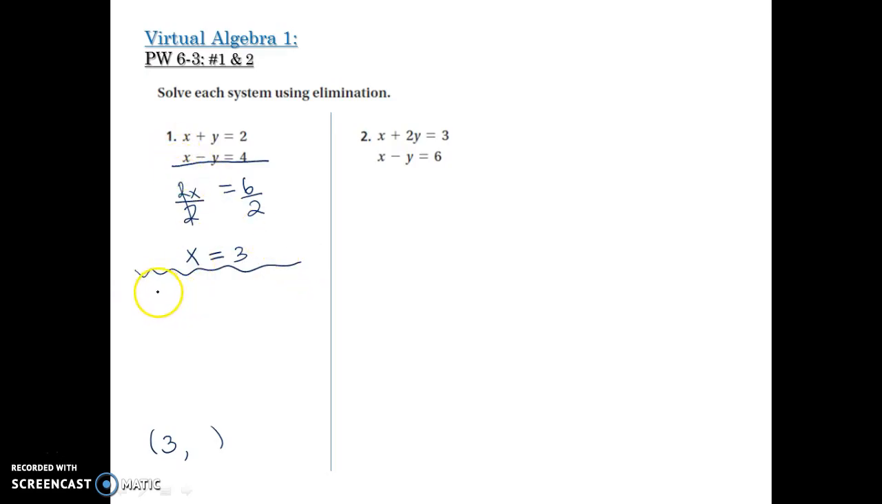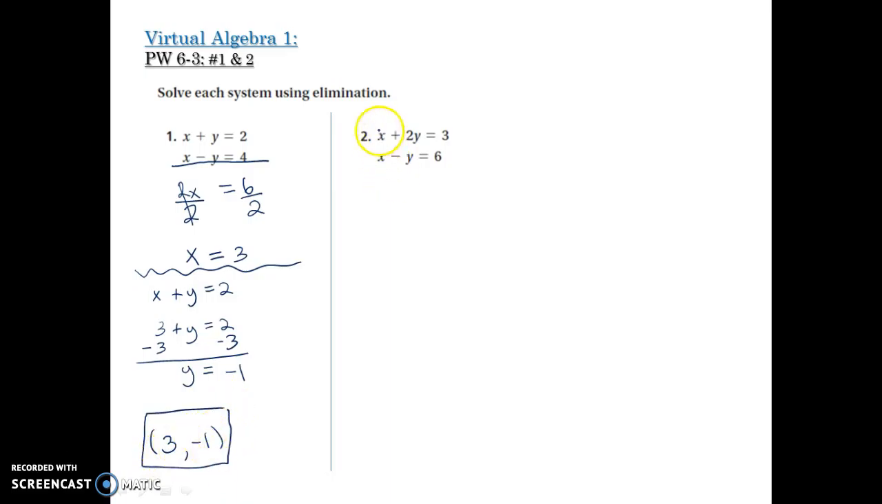So I will do x plus y equals 2, and then I'm going to plug the 3 that we got for x in for x. So 3 plus y equals 2. And then to get y by itself, I need to do the opposite of adding 3, which is subtracting 3 from both sides of the equal sign. 3 minus 3 is 0, so I just have y left on the left. 2 minus 3 is negative 1. So I know that y equals negative 1, and the solution for number 1 is the point 3, negative 1.